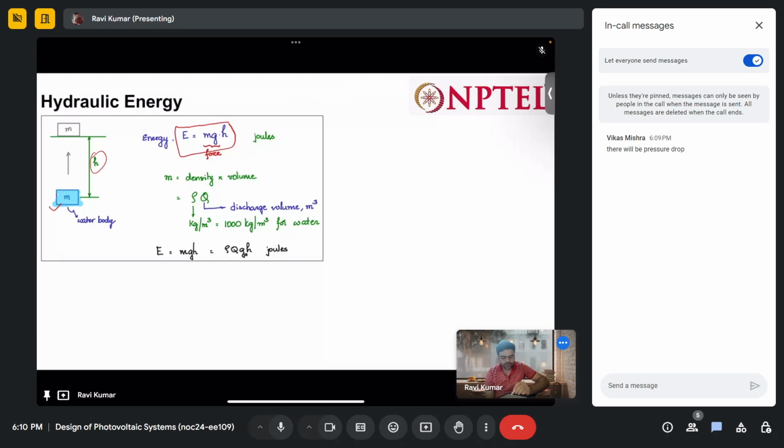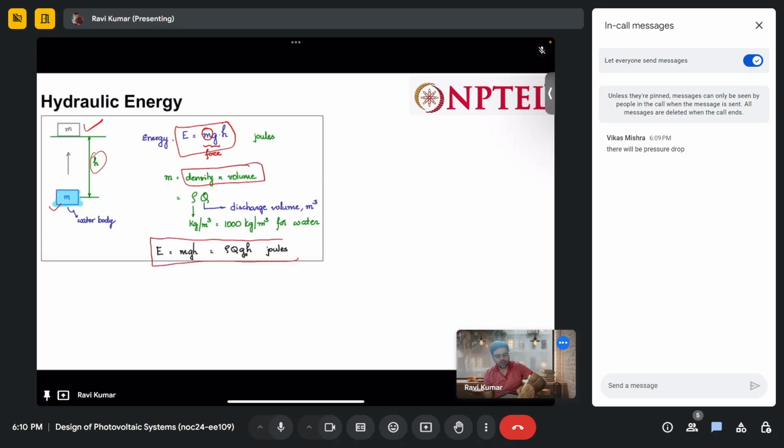Here it is the energy which is stored in this mass if we are putting it at a particular height. Then for water, how can we calculate? We will just replace this mass with the density and volume, because our water is liquid. So we will have this rho and Q, and then rho Q g h is the formula for energy.